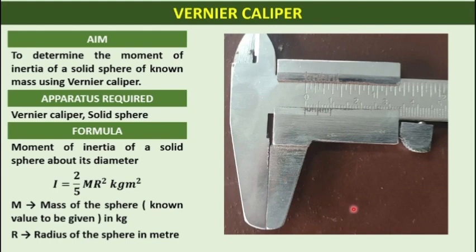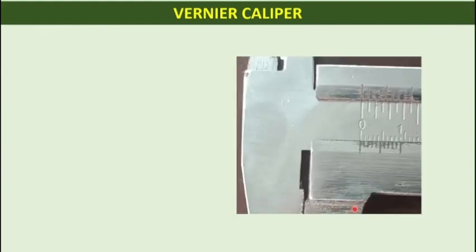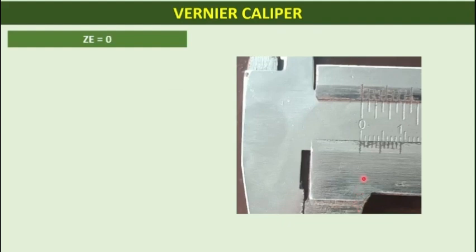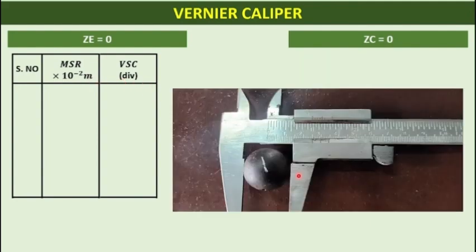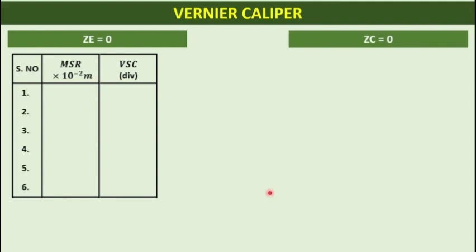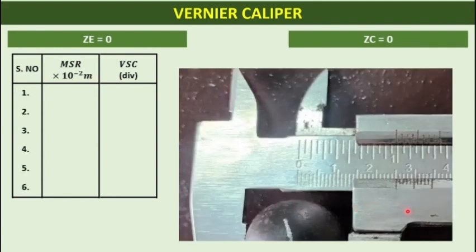Let us go for practical work. Here in our vernier, the zero error is 0. So therefore the zero correction is 0. Let us have MSR and VSC for step-by-step data. This is the first measurement of the solid sphere. Let us zoom this closer. Let us go still more closer.